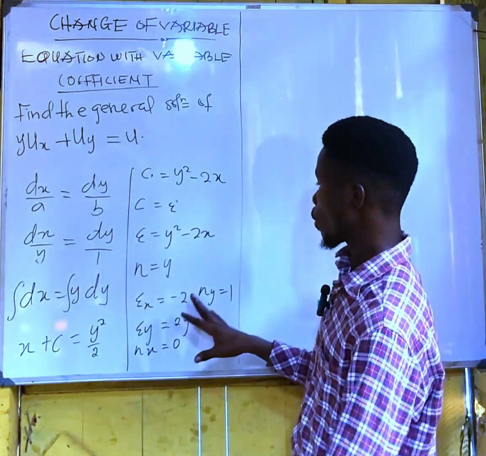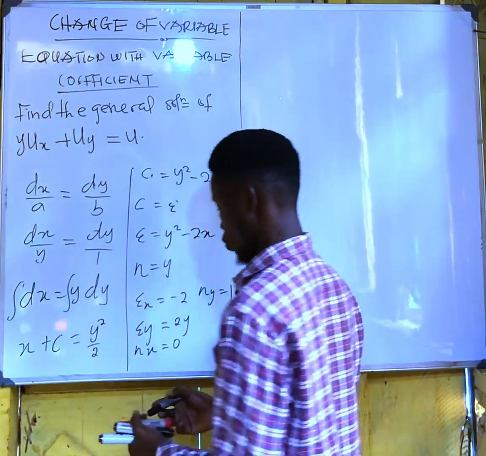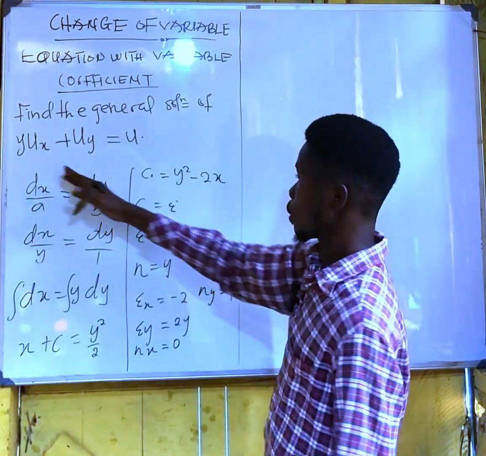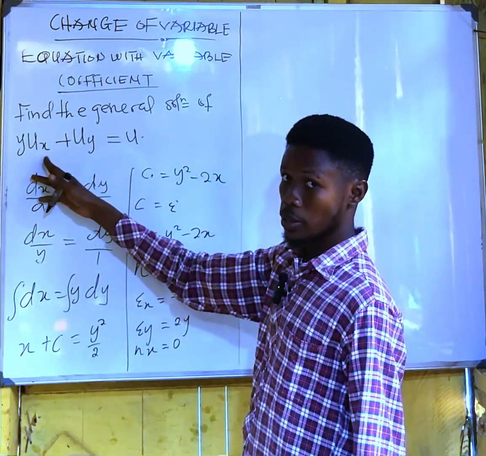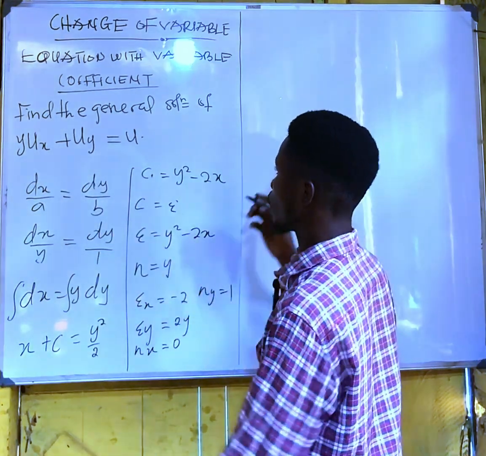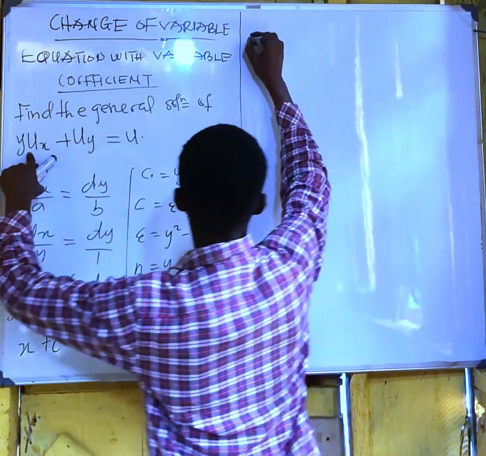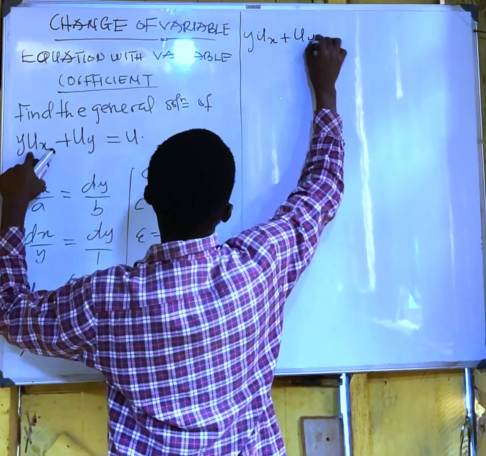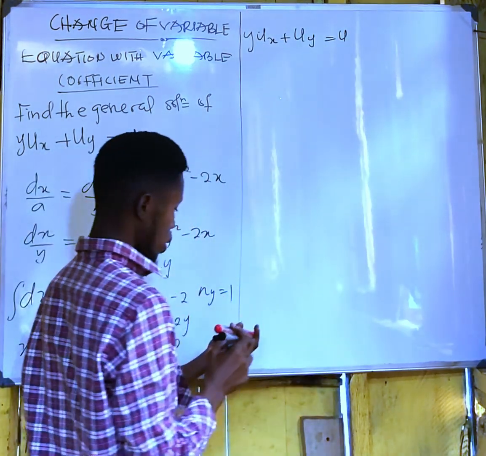When you are done with this, this is what you are going to do. You have to look at this. Now I'll be going straight. If I write the question given, it is y u_x + u_y = u. So this is the question given.